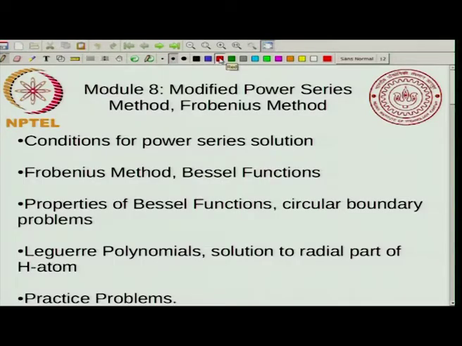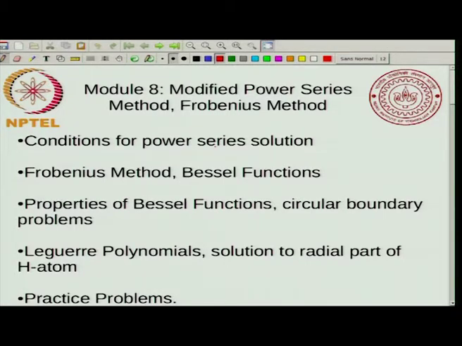So, we will conclude this module and this course with some practice problems. Before I start, I just want to mention that the Frobenius method is a very general method, and there are a very large number of problems that can be solved using it. You can write down any number of differential equations and try to solve them using the Frobenius method.